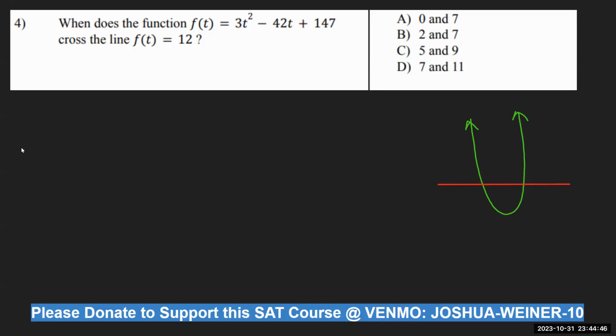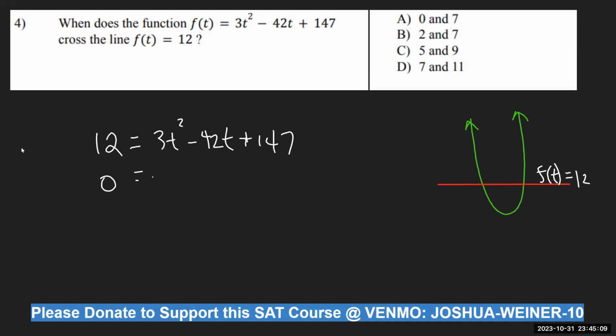And we'll say 12 has to equal, because this is the line f of t equals 12. Right, that's the red line. So that's f of t. 12 equals 3t squared minus 42t plus 147 is how to solve it mathematically. So we'll set it equal to 0. 0 equals 3t squared minus 42t plus 135. Dividing by 3, 0 equals t squared minus 14t plus 45.